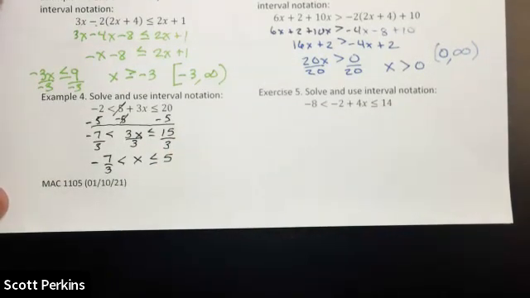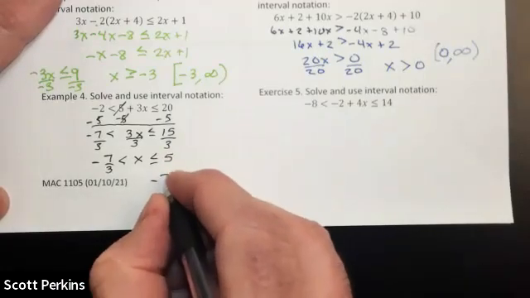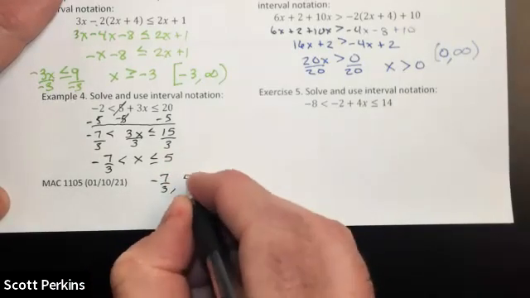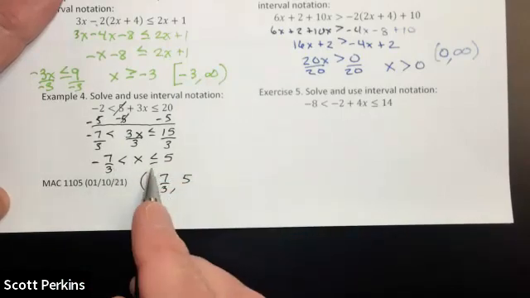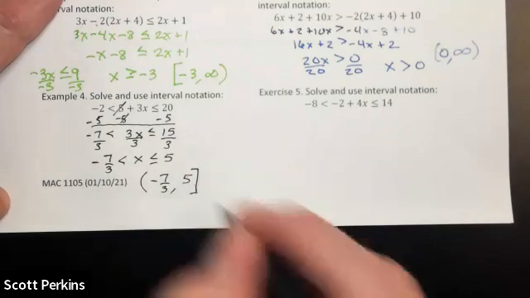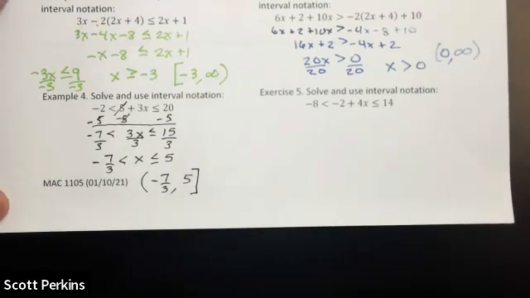Inequalities, I always write in interval notation, so I'm going to do that. My lower bound is -7/3. My upper bound is 5, and then parenthesis over here because there's no equals. And then because of the equal at the 5 end, we put a bracket. Okay, hopefully none of that is big news to you.